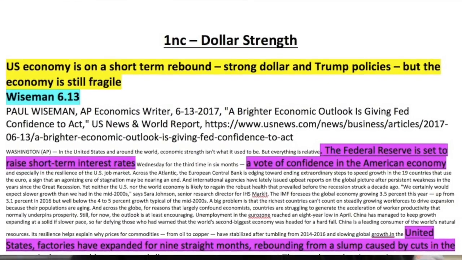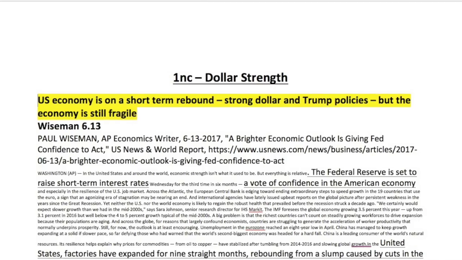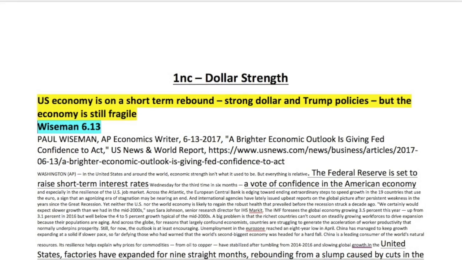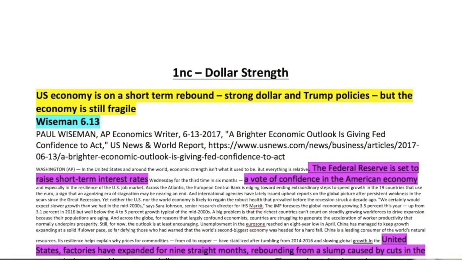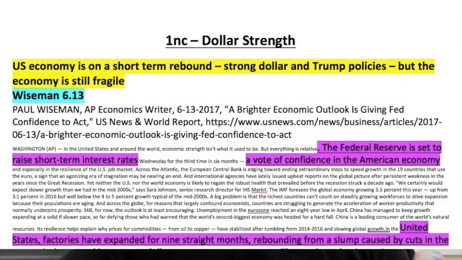So to review, you're going to read the tag, then you're going to read the citation, specifically the author's last name and the date, and then you're going to read the underlined text of the card. After you've read that card and the underlined part of it, you will want to look at your judge and explain to the judge what the card just said and why it was important that you read it.